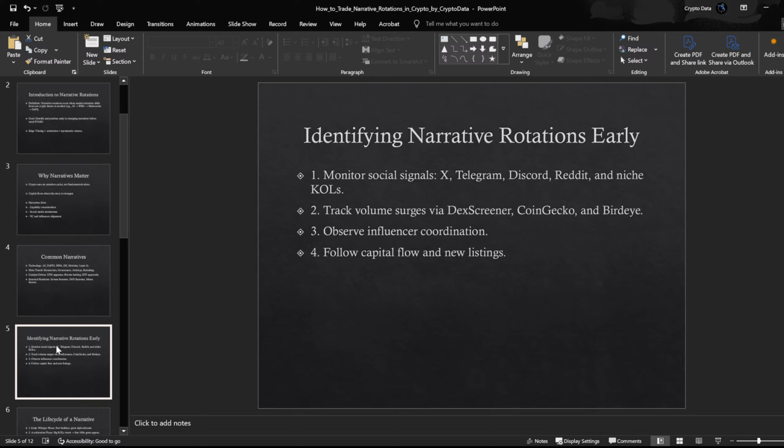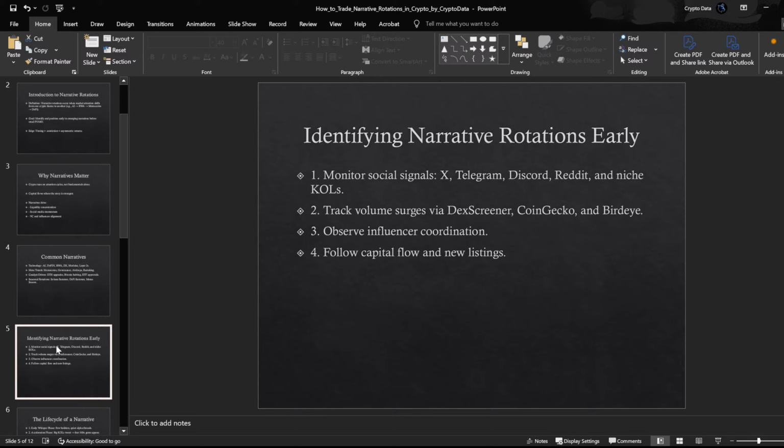And so if you can find these niche KOLs that are actually very accurate, and they could be niche, meaning they could have a low follower count as well, right? They don't have to be popular like all these other ones. But if they're accurate, it doesn't really matter. So monitoring the social signals, monitoring your Telegram groups, your Discord groups, what are your groups saying, and then trying to get ahead of the trend.